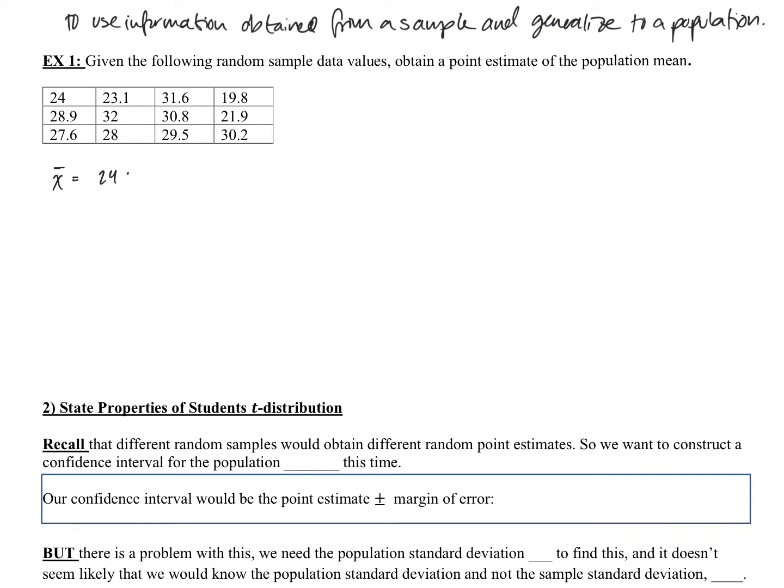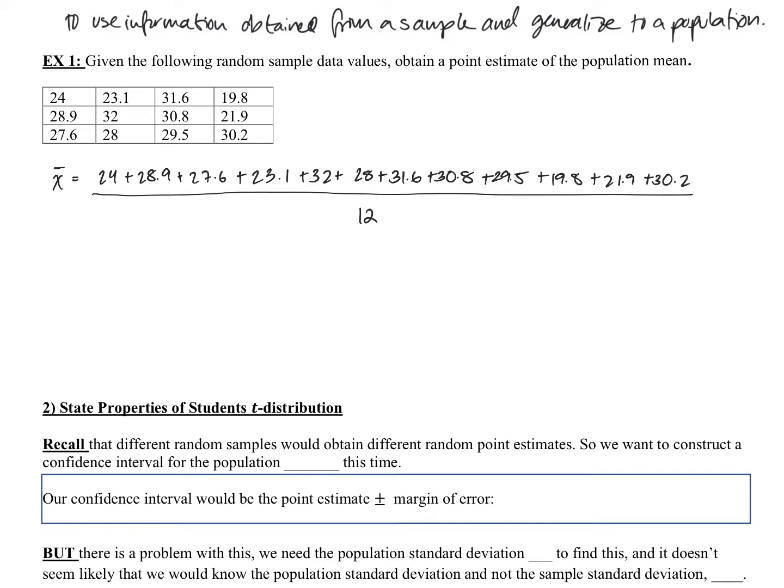So that's going to be 24 plus 28.9 plus 27.6 plus 23.1. I'll go ahead and write them all out. Check back in with me in a second. Alright, so I went ahead and wrote down the rest of the items, and then we divide by 12 because there's a total of 12.